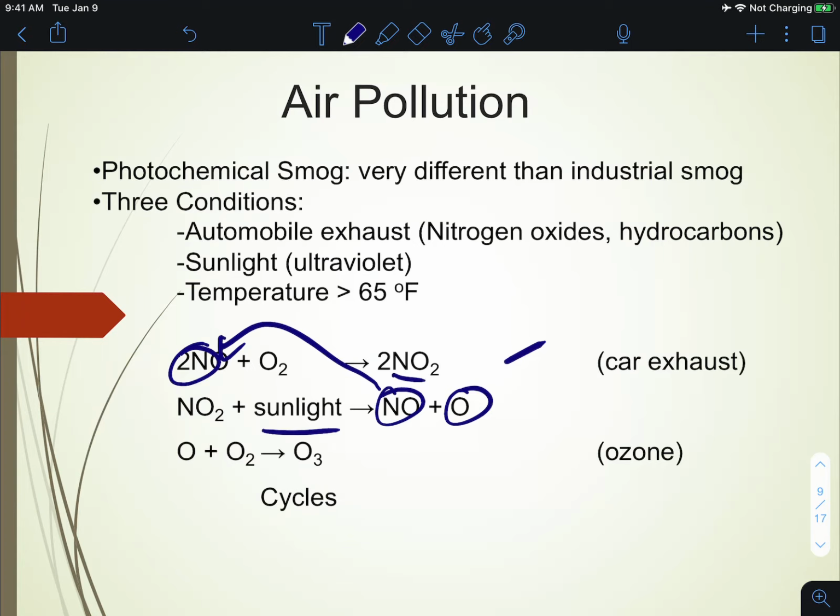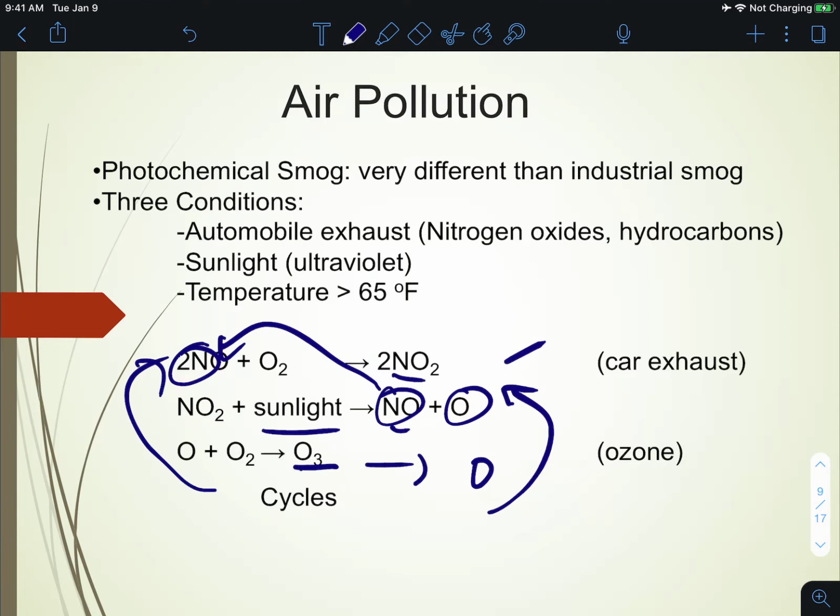You also form singlet oxygen, which causes formation of ozone, which is fine in the stratosphere. It protects us, but in the troposphere, it's a pollutant. And you can see this can just keep cycling around because we're forming these, and there are other reactions that actually reform oxygen. So you get these completely cycling around and keep forming over and over.